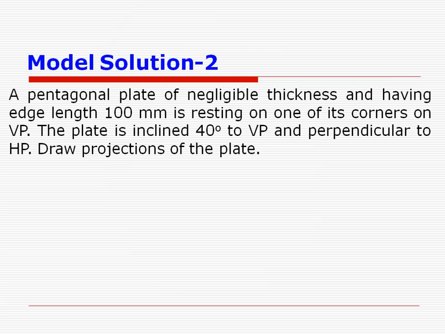And now here what we read in the statement is that the plate is having the edge length 100 mm and is resting on one of its corners on VP. Please note here the one of the corner is in VP, not in HP. It is in VP, and it is not the edge but it is the corner that is in VP. So we take the initial position again in such a way that the front view is a true shape and top view is a line, and that line is lying on XY line.